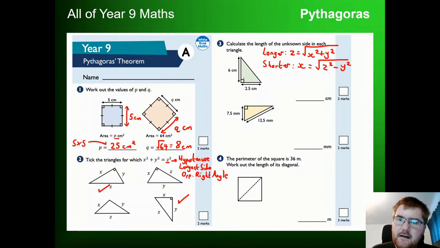In this case here, because we're looking for this side, the unknown side, this is opposite the right angle, so we want to use the top formula. So z is equal to the square root of 6 squared plus 2.5 squared.